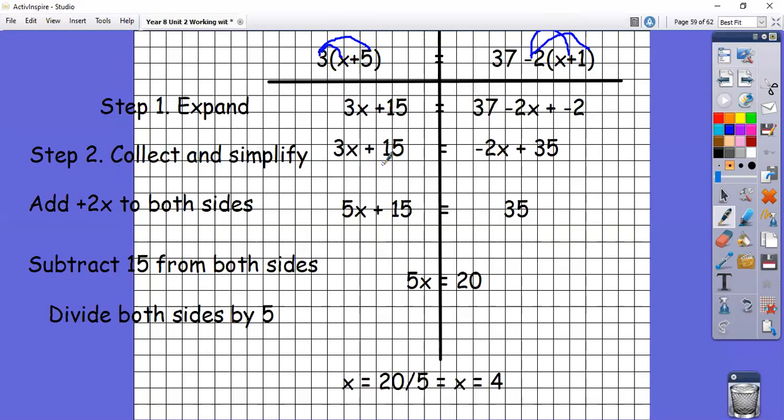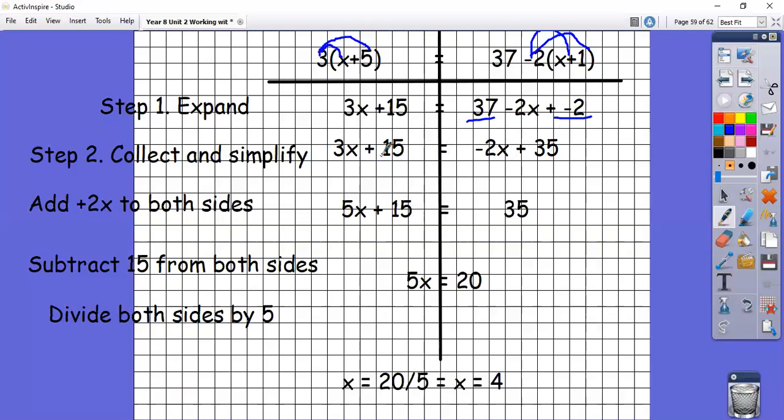So collect and simplify. I leave the left-hand side alone, because the creatures are not the same. The 37 subtract the 2 is 35. Then I have my negative 2x remaining the same.